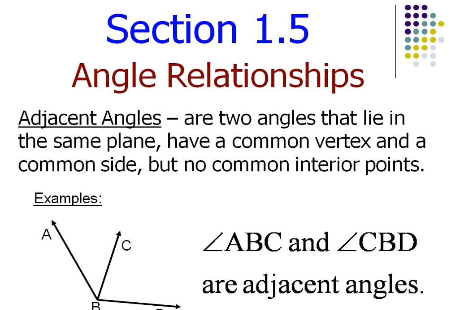Okay, as we can see, we'll start out with the adjacent angles. Two angles that lie on the same plane have a common vertex and a common side, but no common interior points. Here's an example. We have two adjacent angles. Angle ABC and CBD are adjacent angles. They're right next to each other. They have a ray in common.